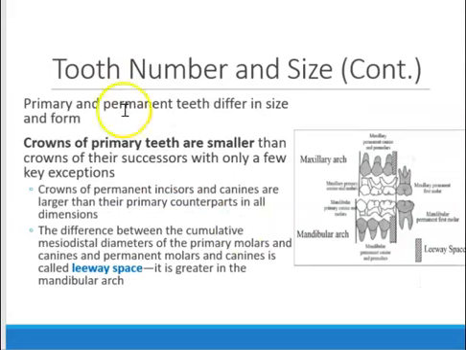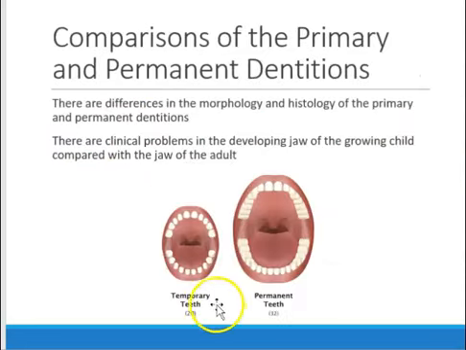Okay, so primary and permanent teeth are different in size and different in form. If we look at the crowns, for example, the crowns of the primary teeth are smaller. So if we look at the white crowns, they're actually smaller than the permanent crowns, which makes sense because baby teeth are naturally smaller.